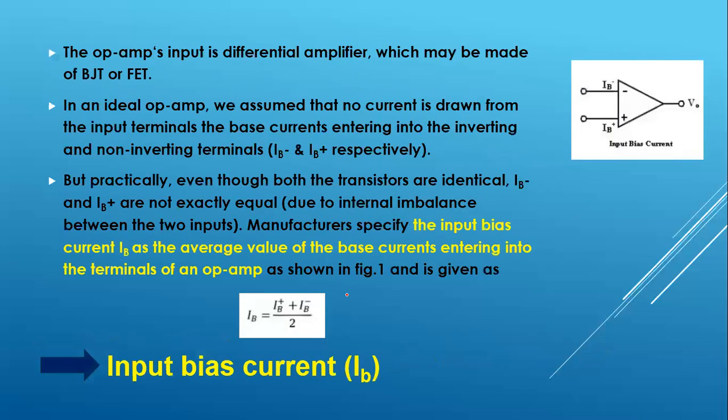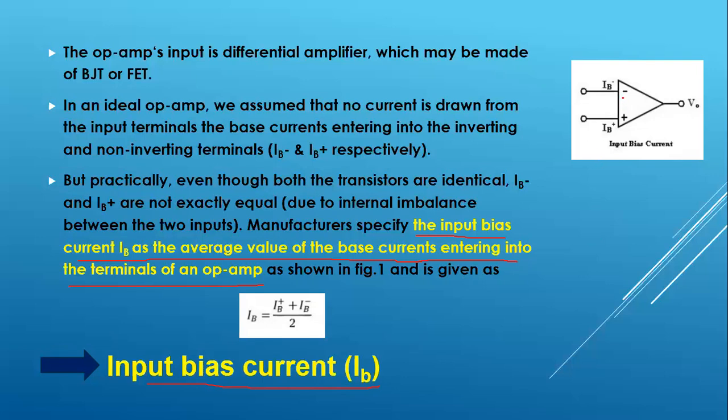Among these, the first one is input bias current, denoted with IB. So we will discuss what the input bias current is. Input bias current is nothing but the average value of base currents that are entering the terminals of an operational amplifier, as shown in this figure. This is the open loop operational amplifier, and the input bias current is defined as the average value of base currents entering the input terminals of the operational amplifier.